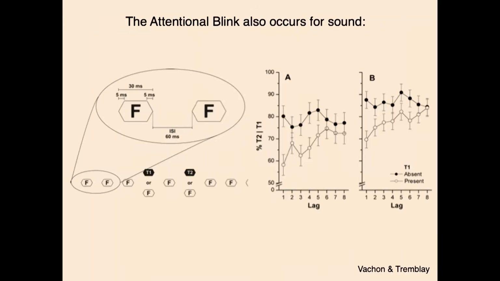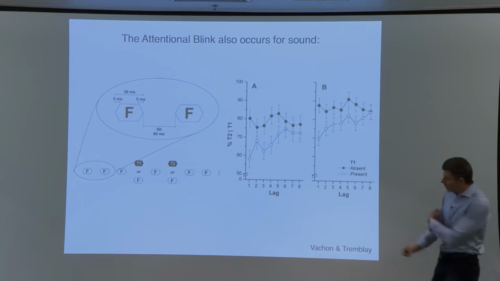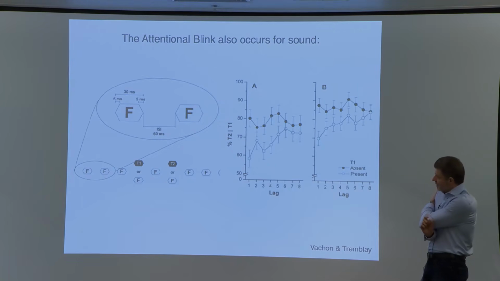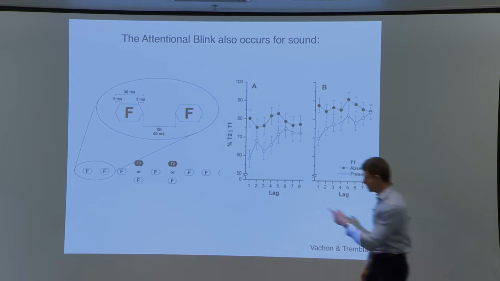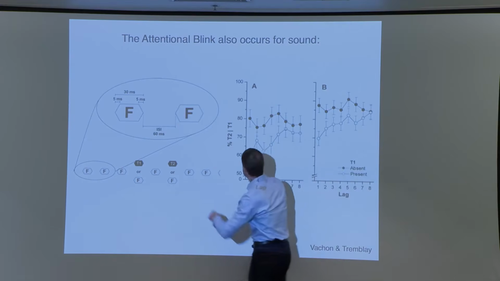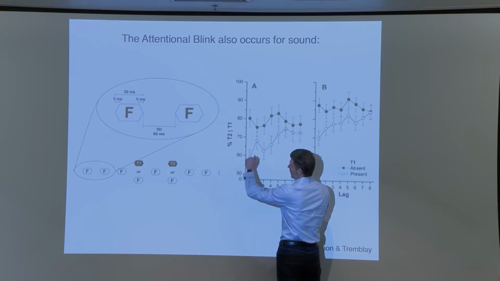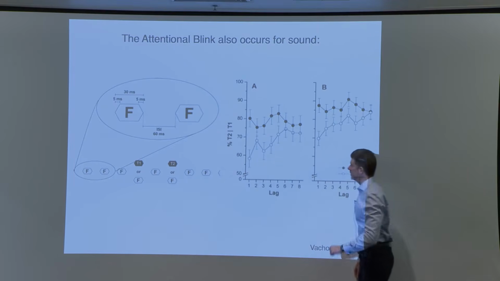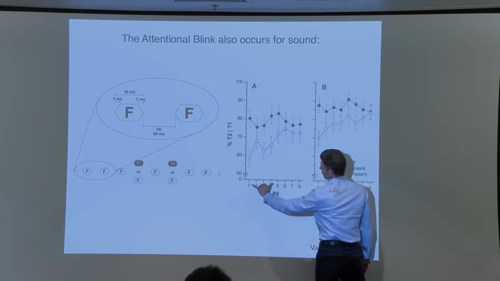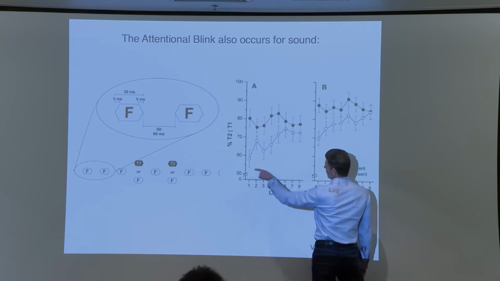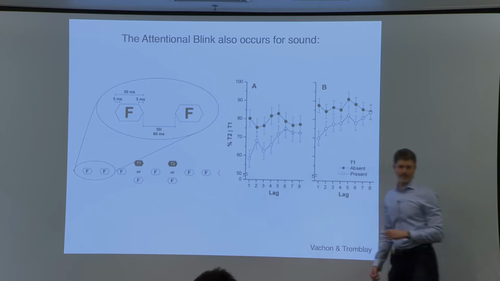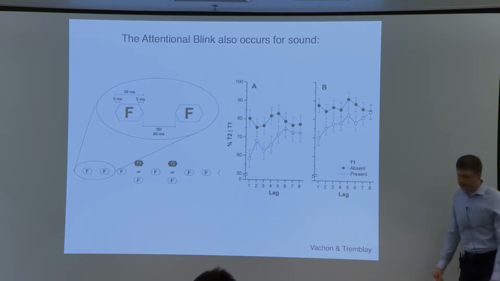So this also happens for sound, and behaves very similarly. It's the same kind of task where, in this case, there's a sequence of sounds, and I can't remember what distinguishes the different sounds here, right? But there's two different types of targets, and again, it's the exact same graph. So this is the proportion of the second target that you correctly detect, conditioned on having detected the first target, and when it follows that in short succession, you're worse than when it comes some period of time afterwards.